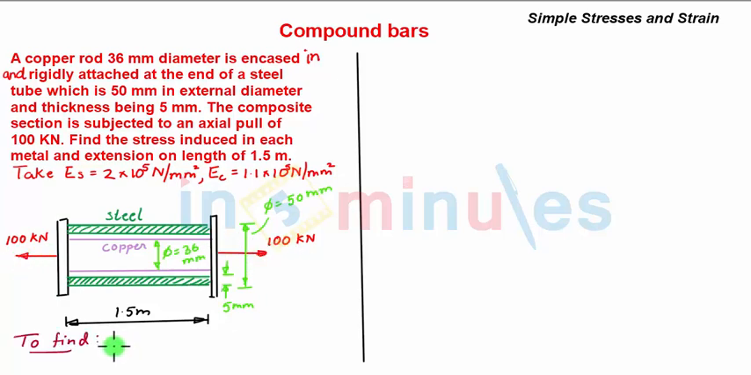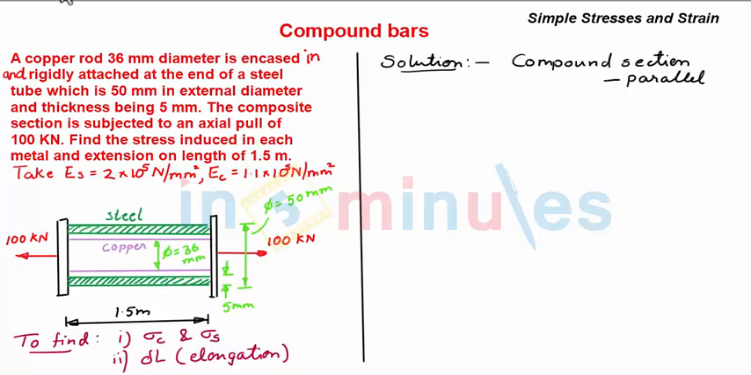In this problem, we have been asked to find first the stresses induced in each metal, meaning the stress in copper rod as well as the stress in steel tube. Second, the extension on the length of 1.5 meter, meaning they have asked elongation delta L. The section shown here is a compound section in parallel.